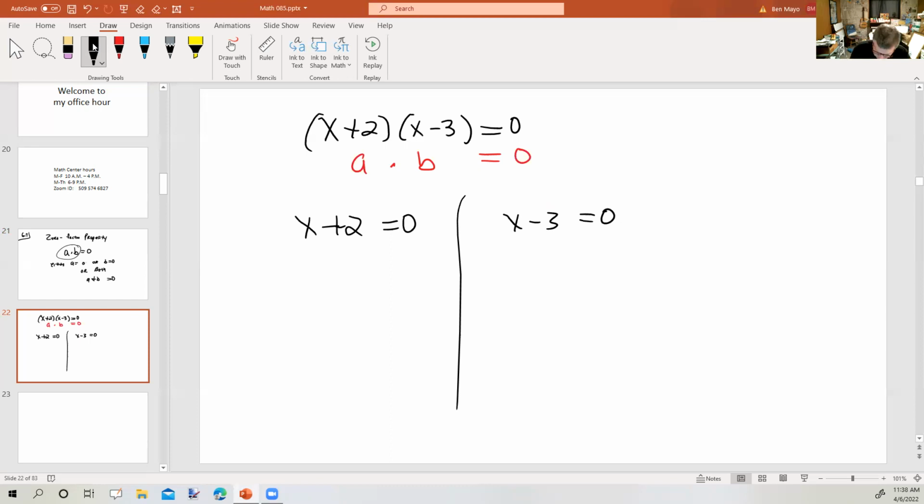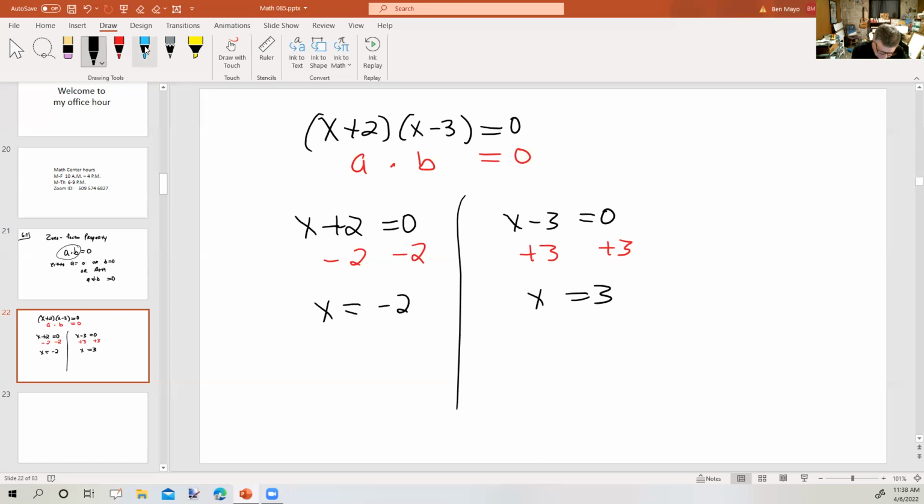So now let's solve each of these first degree equations. x plus 2 equals 0. If we subtract 2 from both sides, we get x equals -2. x minus 3 equals 0. If we add 3 to both sides of the equation, we get x equals 3. So now we have two solutions to a second degree equation.